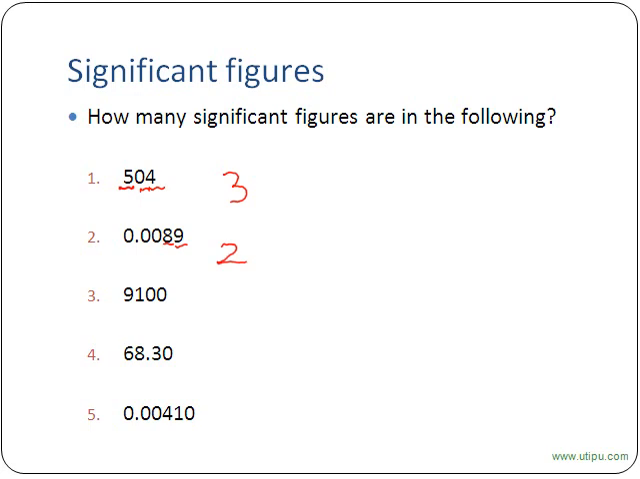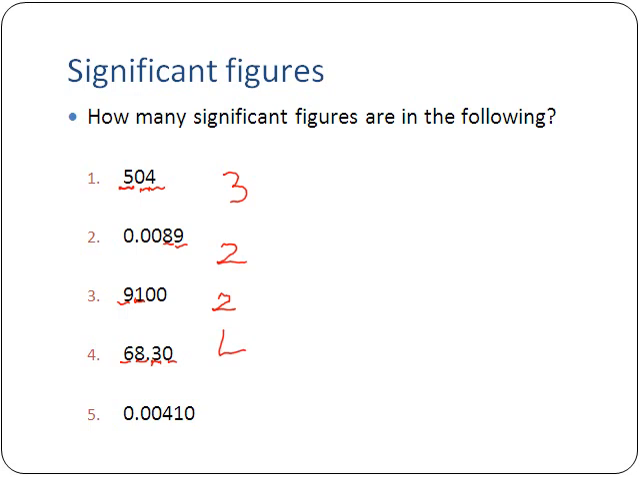Our next one, 9,100. We know the 9 is significant. We know the 1 is significant. What about the last 2 zeros? Trailing zeros are sometimes significant, but only if they are to the right of the decimal point. These are to the left of the decimal point, so they're not significant. We have 2 significant figures. For our next one, 68.30, we know that the 6 is significant. We know the 8 is significant. We know the 3 is significant because they're all not zeros. The last 0 is a trailing 0. Is it to the right of the decimal? Yes, it is. So is it significant? Yes, it is.